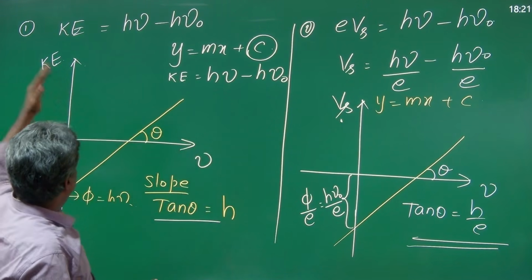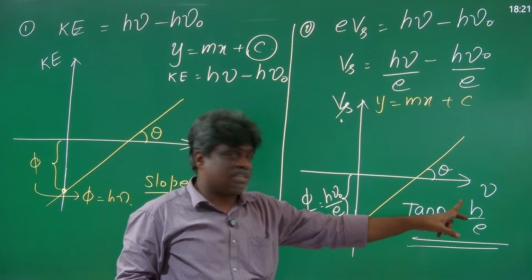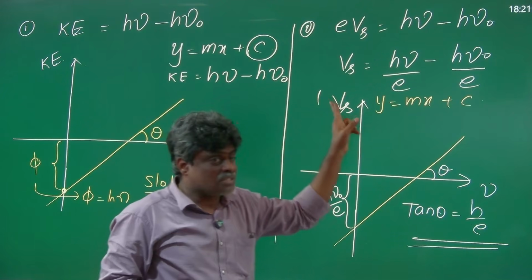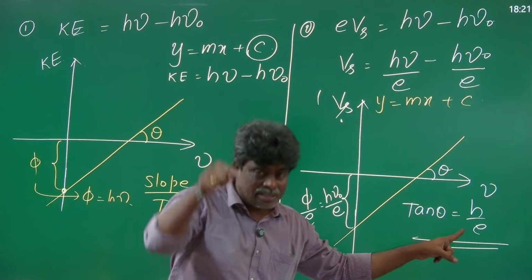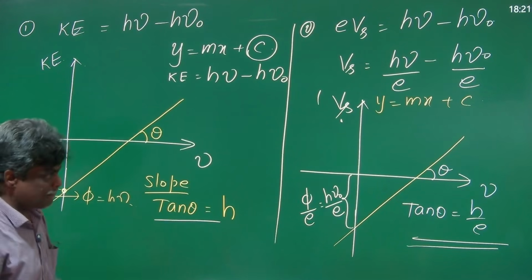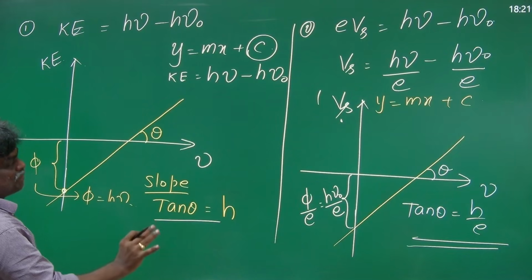Always you have to be very careful whether they are asking kinetic energy versus frequency or stopping potential versus frequency. If it is stopping potential versus frequency, the slope is different. If it is kinetic energy versus frequency, clear? Observation is very important. That's why I'm explaining these type of questions in the beginning. A small observation, if you miss it, you will get a wrong answer.